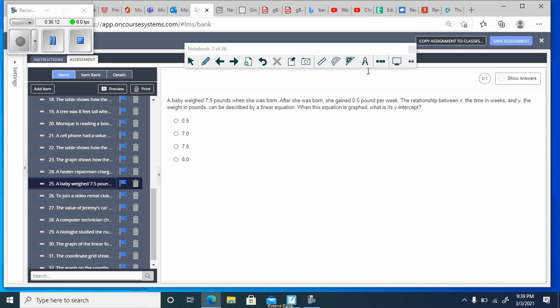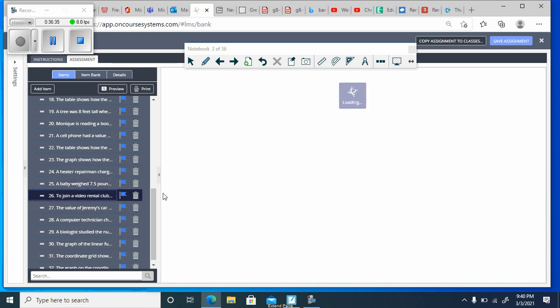A baby weighed 7.5 pounds when she was born. After she was born, she gained half a pound per week. The relationship between x, the time in weeks, and y, the weight in pounds, can be described by the linear equation. When this equation is graphed, what is the y-intercept? Where does it start? 7.5 pounds. Y-intercept is your b.